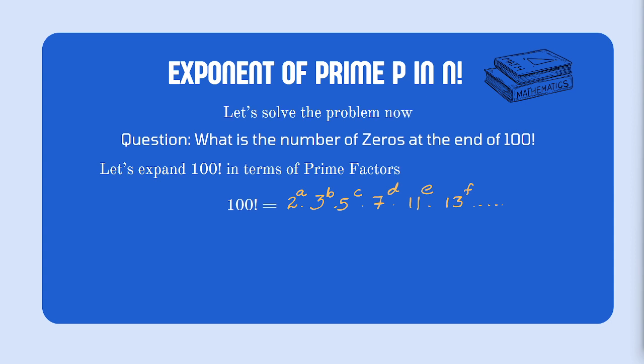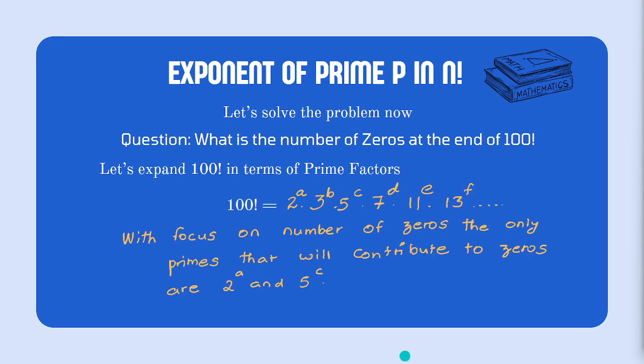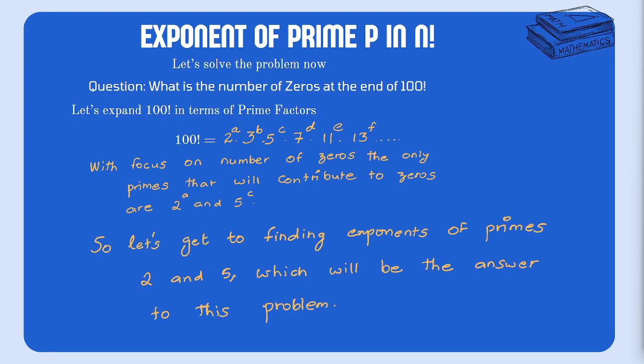And now we need to determine which numbers contribute to the zeros. If you haven't figured it out already, they are 2 and 5. So we need to focus on the exponents of 2, which in this scenario would be a, and 5, which in this scenario would be c. Let's get to finding the exponents of primes 2 and 5, which will be the answer to this problem. And we're going to use the method I discussed earlier.